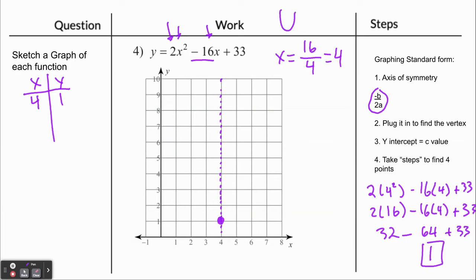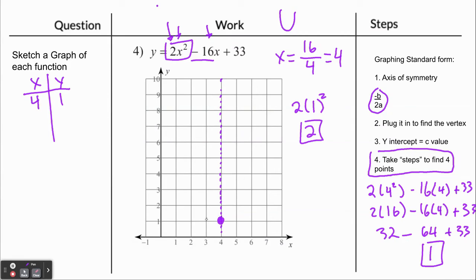What we can do next is we can actually find the y-intercept by just looking at the c value. In this case, it's not going to completely help us because 33 is actually way up off the graph here. So instead, what I'm going to do is I'm going to take some steps to find 4 points. So what that means is I'm actually just going to look at this first term. I'm going to get 2 times, and I want to look 1 step over here. So that means I have 1 squared times 2, which gives me just 2.